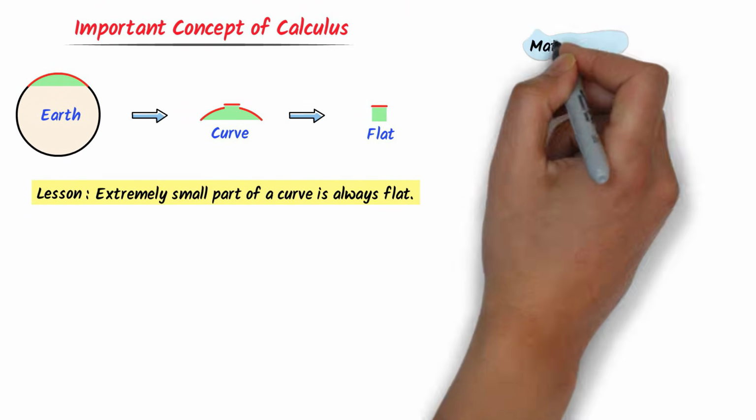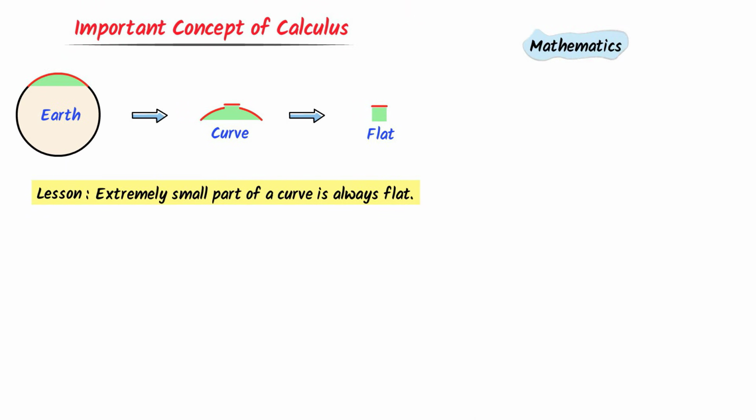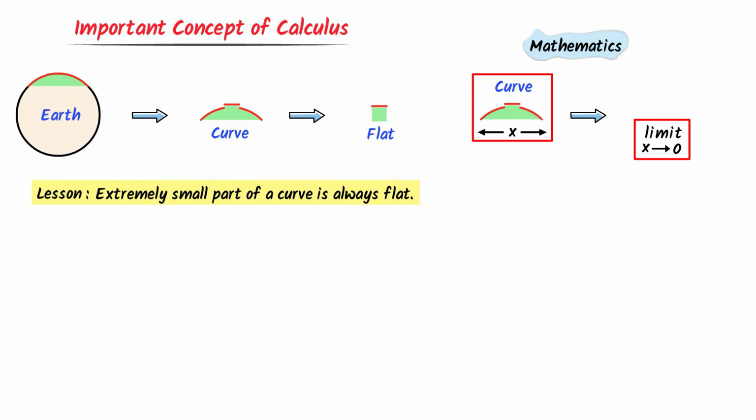Now we will learn it in mathematical language. For example, consider this curve. Let the length of this curve be x. Now listen carefully. I am interested to cut a flat or straight piece from it. To do so, I will put a limit on the length of this curve. I write length is equal to limit x approaches 0. This limit x approaches 0 means that the length of the curve is so small that it appears flat.